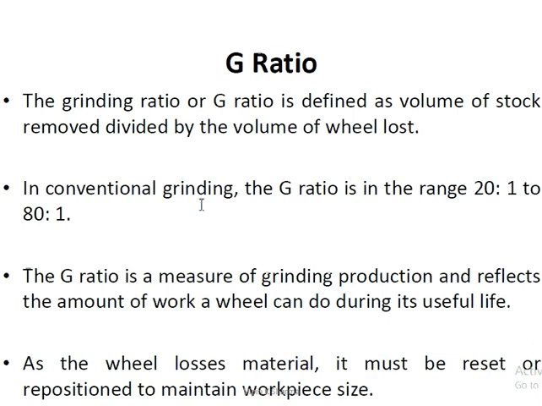So the G ratio is defined as the volume of stock removed from the workpiece surface divided by the volume of the wheel lost. In conventional grinding, the G ratio is in the range of 20:1 to 80:1. So it is the ratio of the volume of stock removed from the workpiece surface divided by the volume removed from the wheel, which we have termed as loss.